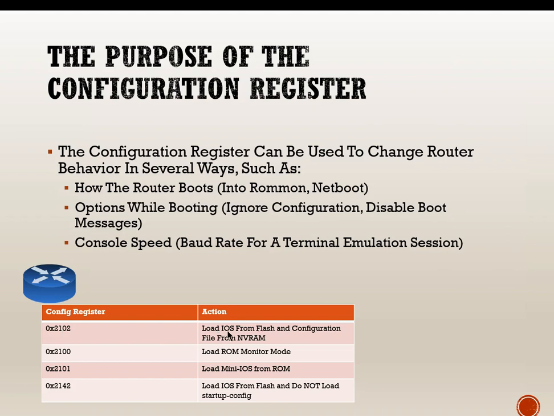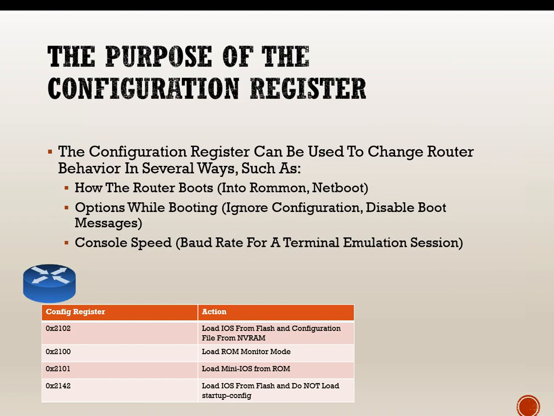So 2102 is load the IOS from Flash and the configuration file from NVRAM, from the startup config file, which is where the password that we don't know is going to be stored. 2100 loads into ROMMON mode. ROMMON is when we have an IOS failure. You may get ROMMON, and you need to recover from an IOS failure, a corrupted IOS.